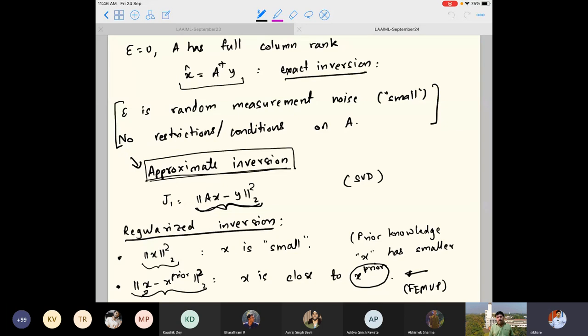Sir, what we're doing here, is it related to regression, like linear regression, regularized linear regression?